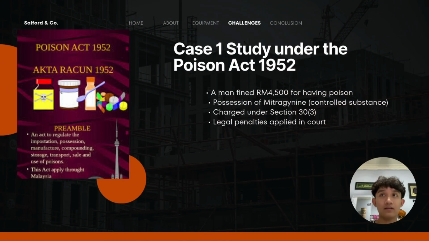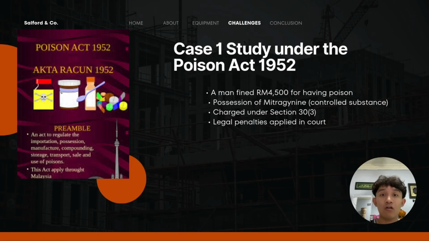Okay, the next part is a case study under the Poison Act 1952. One real case under the Poison Act 1952 involved a 66-year-old man in Kota Kinabalu who was charged with possessing a controlled poison called mitragynine, which is listed under the schedule of the Act. The accused was found with 1050 ml of the substance without legal authorization. The magistrate court imposed a fine of RM4,500 or an alternative jail term of 4 months upon conviction under Section 13 of the Poison Act 1952.